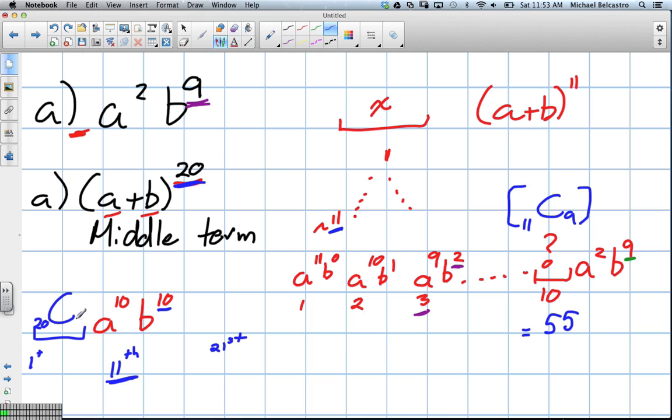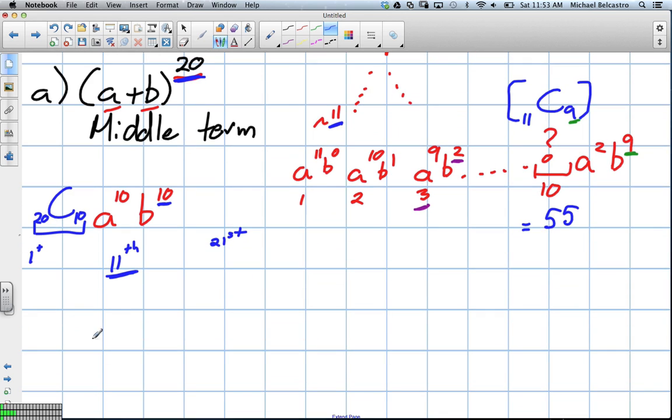But in terms of the combination, it's actually identical to the exponent of b, like we said over here. The exponent of b was 9. Our combination second number was 9. So in this one, we'd have 20c10 for our coefficient in front of it. So they asked us for that middle term, so we have to calculate 20c10. And we know our exponents are going to be a to the 10th and b to the 10th, because the middle term would have to add them both together.